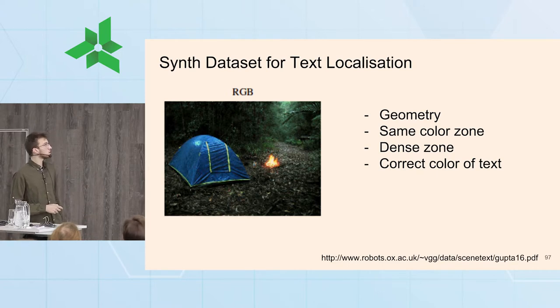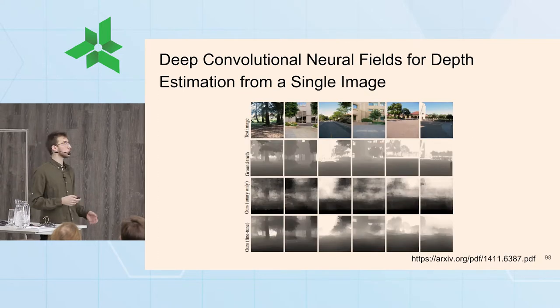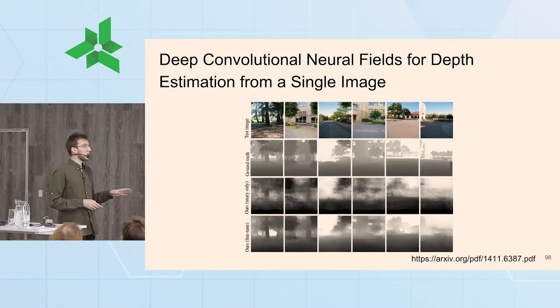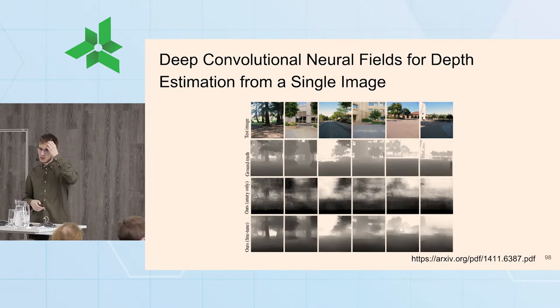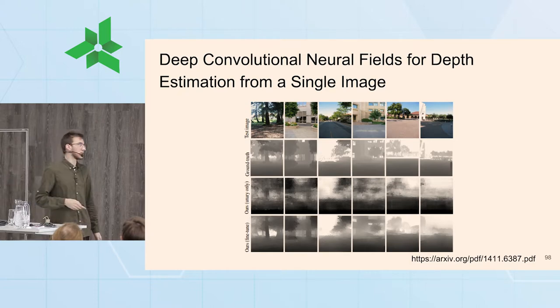We have our input image, and the first thing we're going to need is the geometry of this image. What I am speaking about with geometry is almost the 3D representation, but looking from our perspective. Then we need to find the same color zones in the image so that we can put our text on a zone with the same color, not with a difference. We need to do some segmentation, okay, yeah.